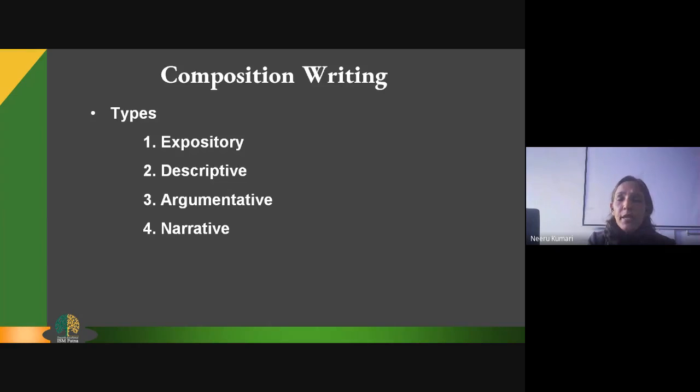So keep this in your mind that narratives are again very, very important. They help us to create that ambience. It helps us to create or bridge the gap between the user and the producer. So these are the 4 different types of compositions.